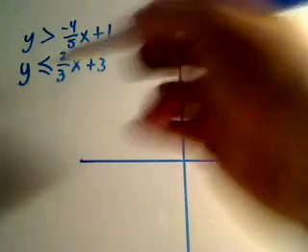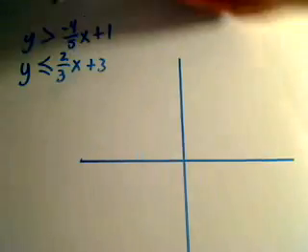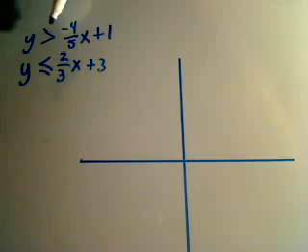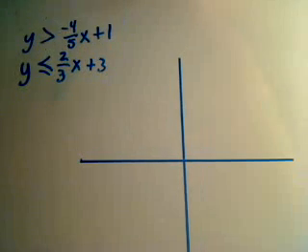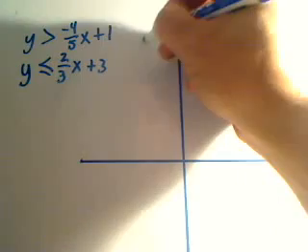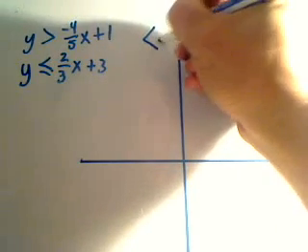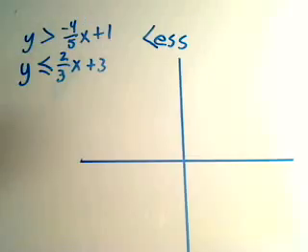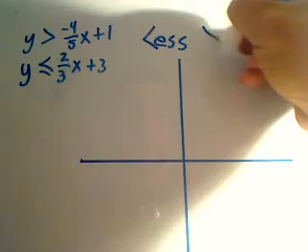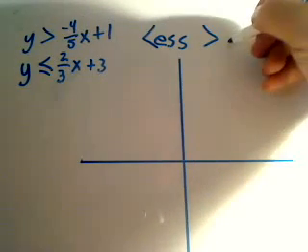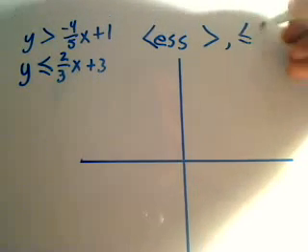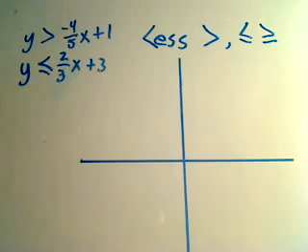But what you need to know here is the first thing I always do is I figure out what inequality sign I have here. Well, this is greater than, this is less than. If you watched my other video, I said less than actually looks like an L. You can write less. Okay? Greater than is like that. And then less than or equal to, greater than or equal to.